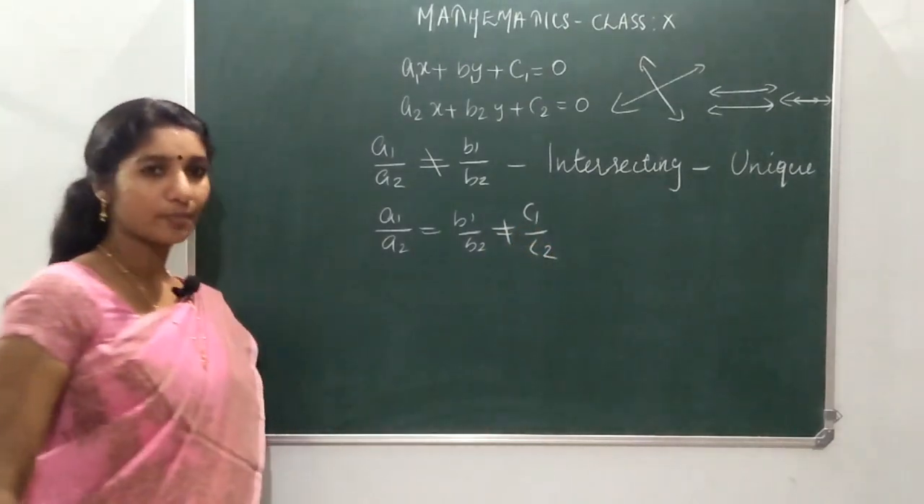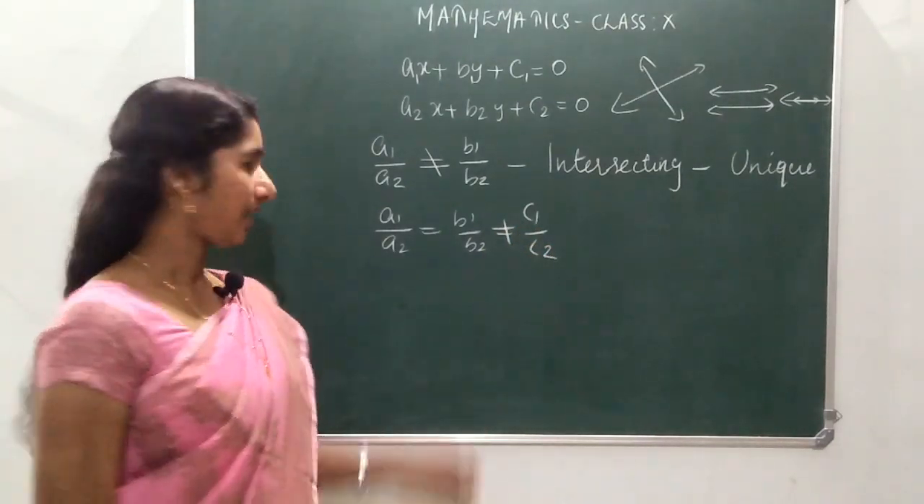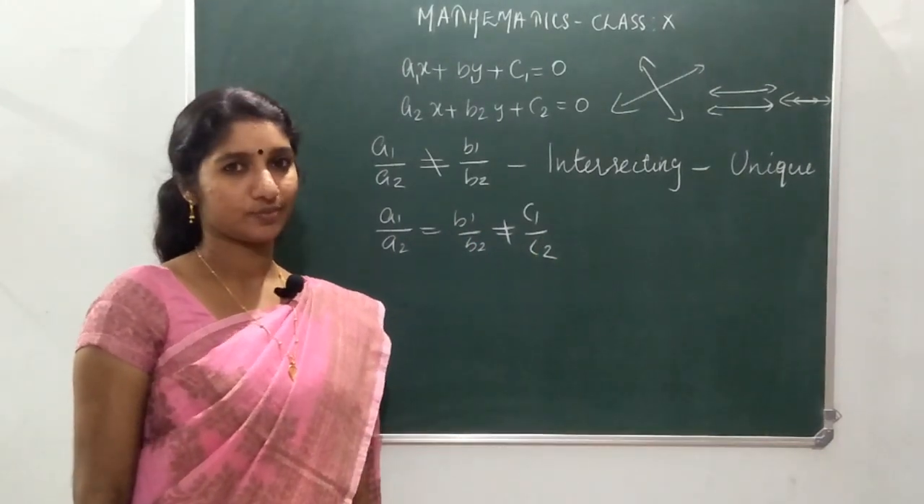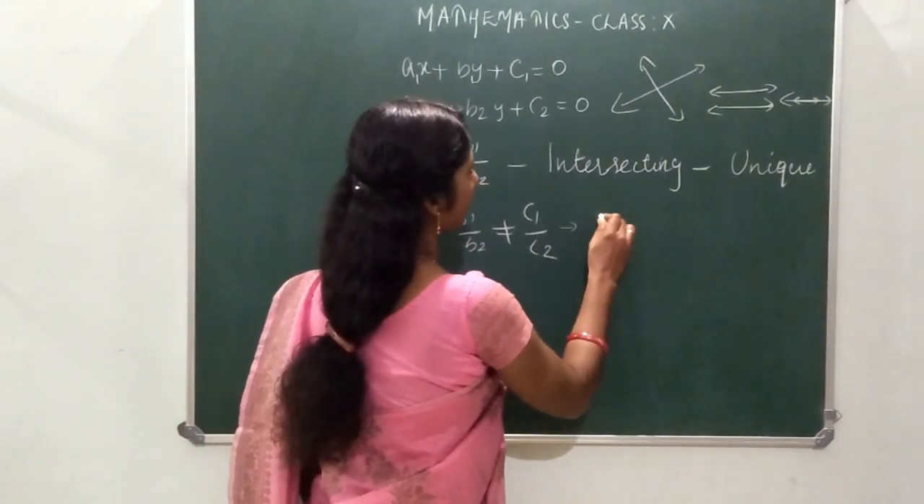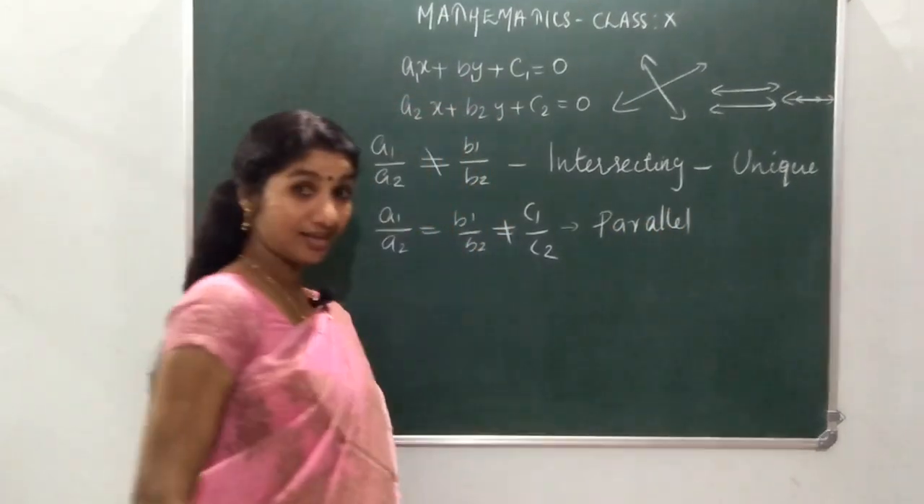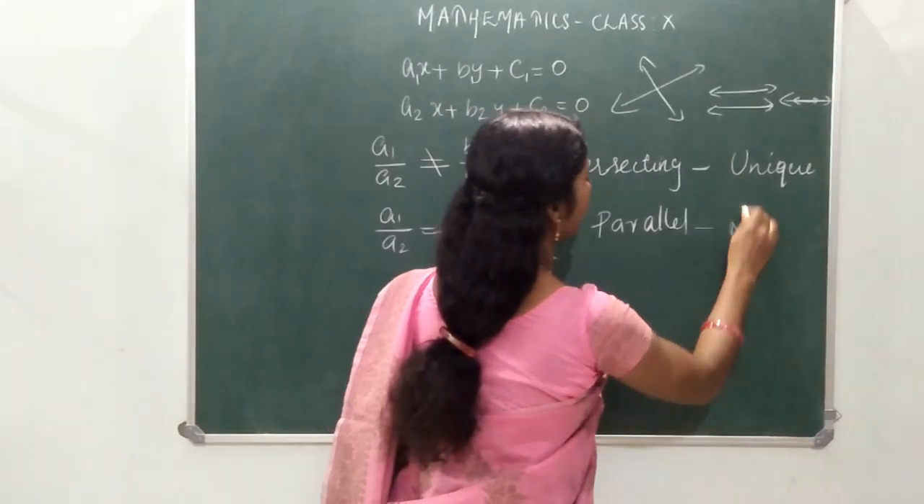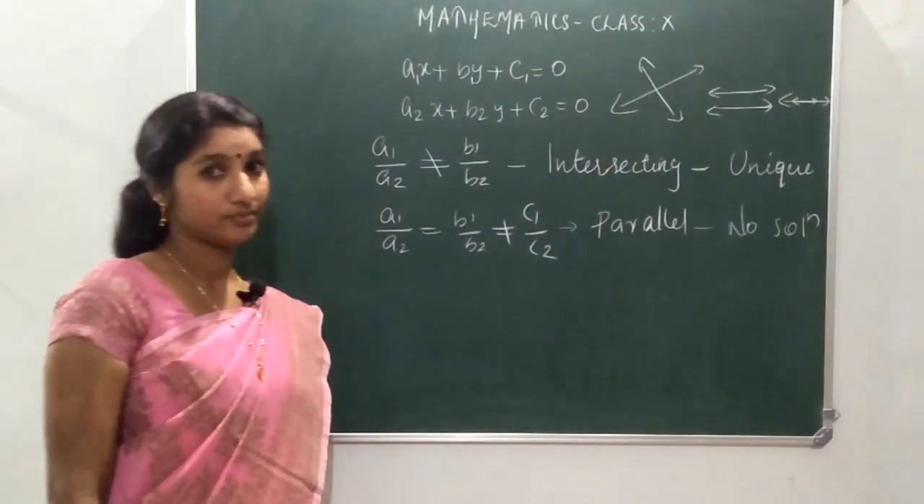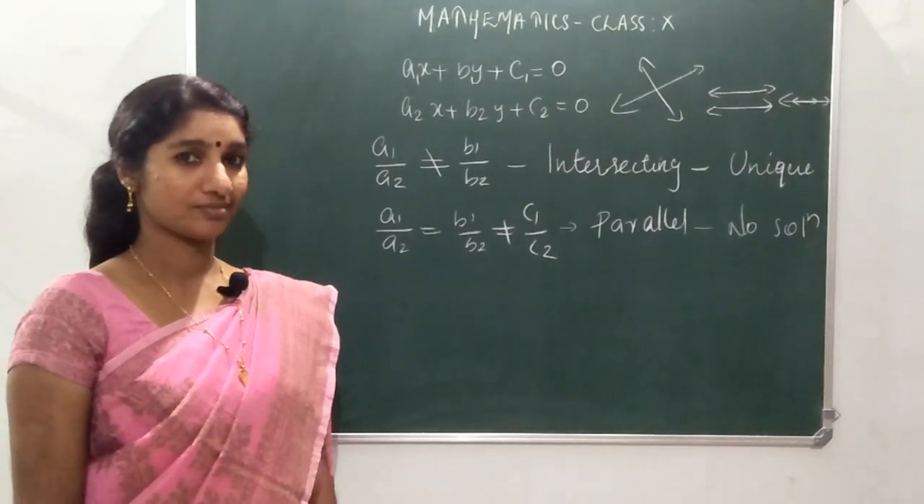Then next, if a1 by a2 is equal to b1 by b2 but not equal to c1 by c2. Suppose we got a situation like this, a1 by a2 and b1 by b2 are equal but that is not equal to c1 by c2. That time we will get parallel lines. For parallel lines, what about the solution? No solution, no common solution to both of the equations.